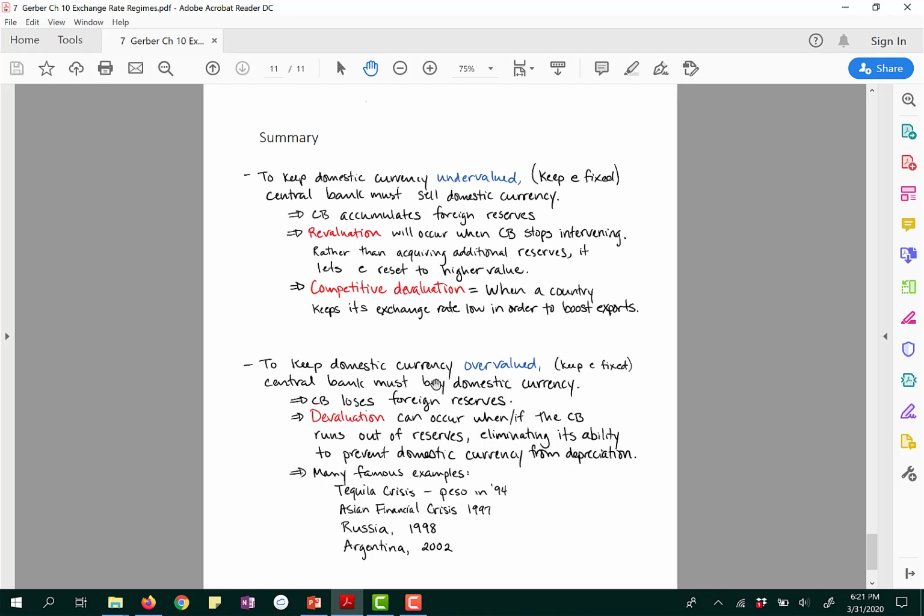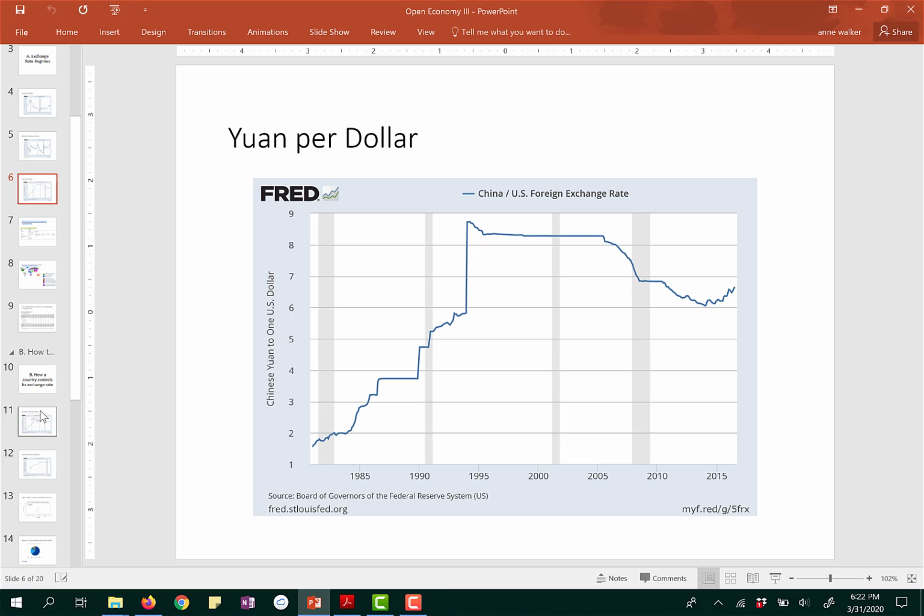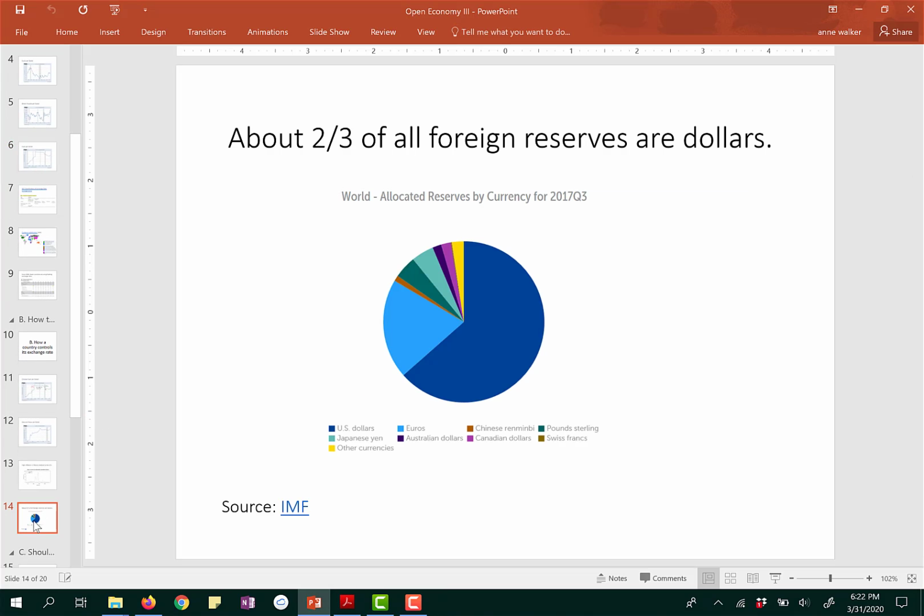Okay, to keep the domestic currency overvalued, the central bank has to buy domestic currency, which increases the demand for the domestic currency and therefore keeps the exchange rate higher than it would be otherwise. They have to use their foreign reserves to do that, which for most countries is dollars or euros. I do have a graph showing foreign reserves. Dollars are by far the majority of foreign reserves. Euros, the next biggest, is nowhere near as dominant.